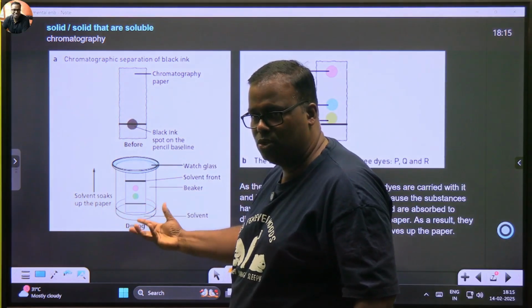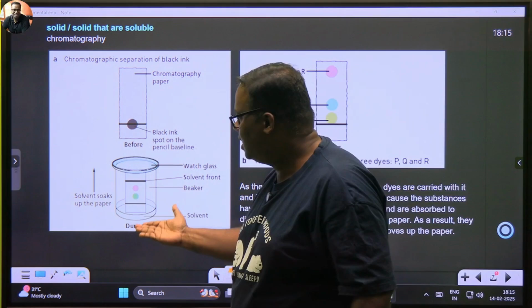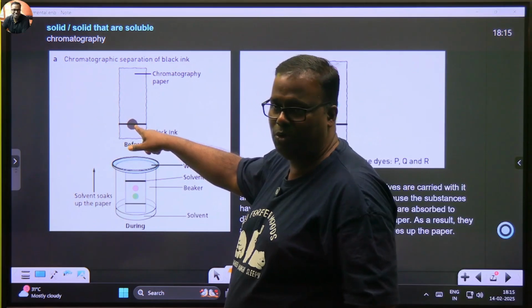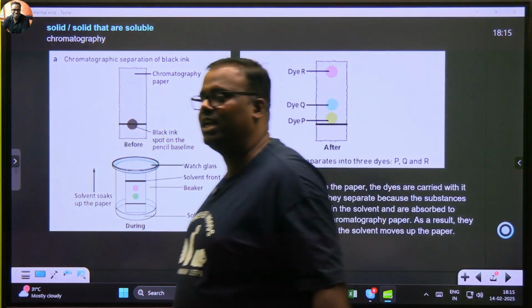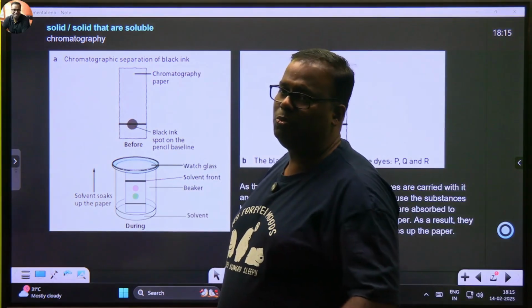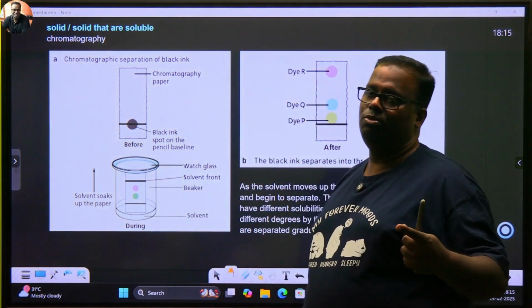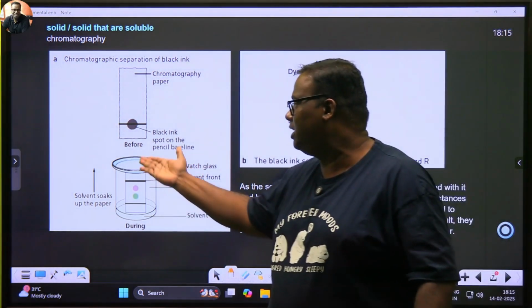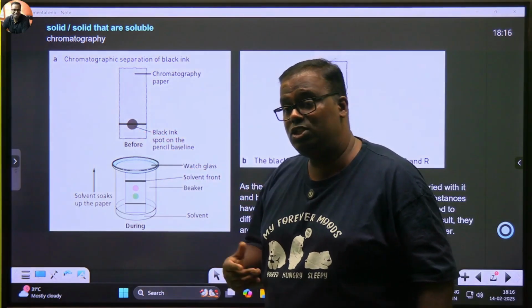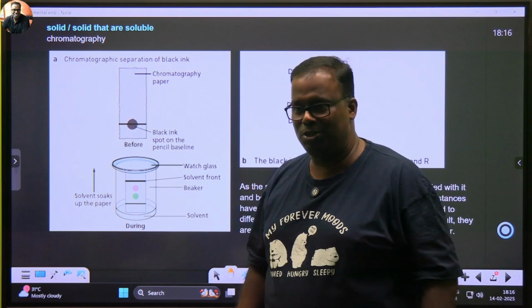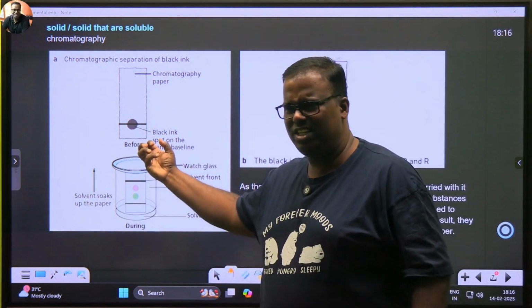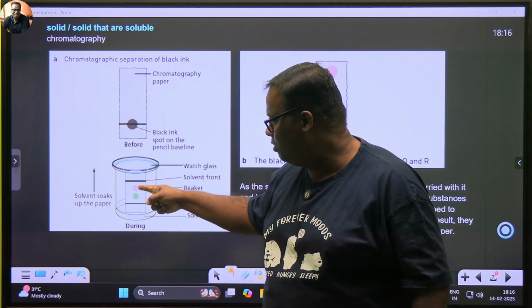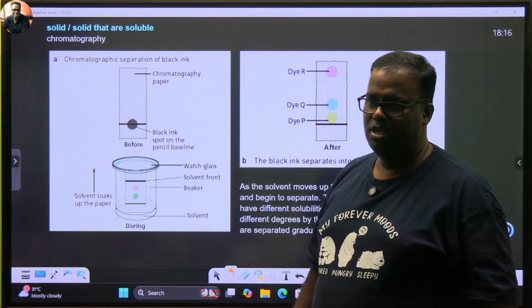Now the solvent is soaked and the solvent starts climbing up. As the solvent starts climbing up, there are 2-3 products out here. It starts dragging them along. Each product will react differently to the drag force created by the solvent, as well as each product will be absorbed differently by the chromatogram paper. Some will show adhesion, some will go away, and that way we are able to separate out one or two more components.